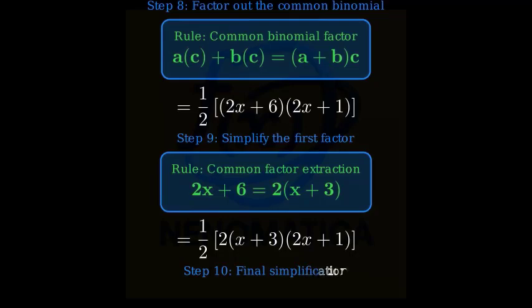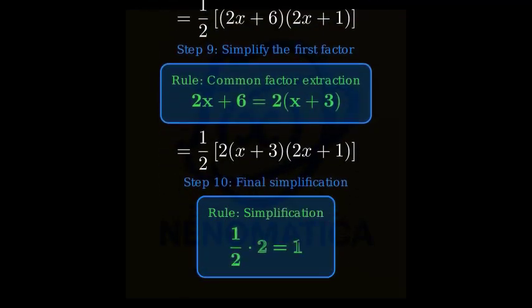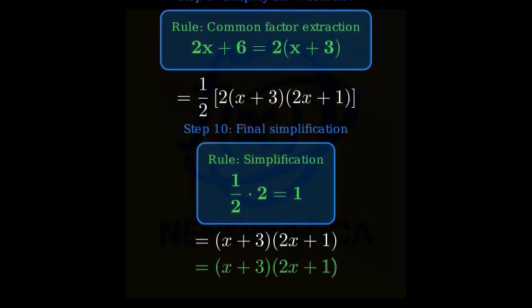Finally, we can simplify the expression. 1/2 times 2 equals 1. So our final factored form is the quantity x plus 3 times the quantity 2x plus 1.